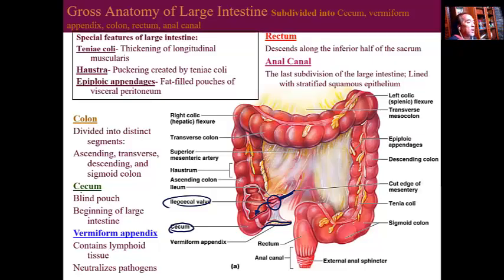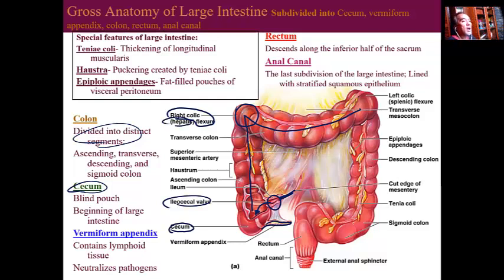Now, after the cecum, which is the blind pouch, the colon divides into segments. So the colon goes as ascending, and then transverse colon. The part here at the corner between the ascending and the transverse is called the right colic flexure, or what we call the hepatic flexure.